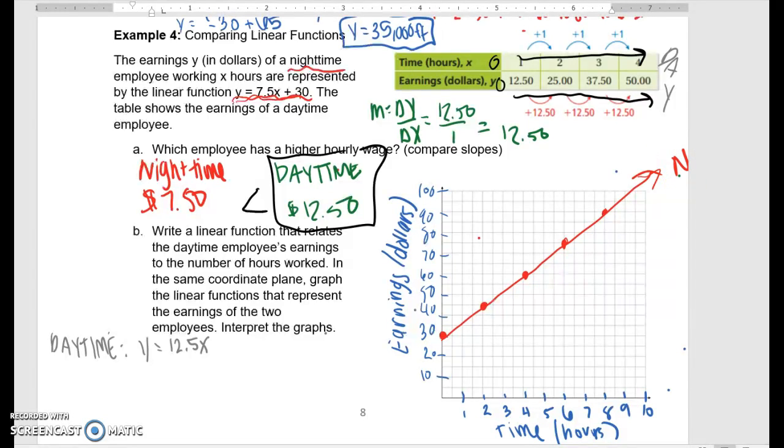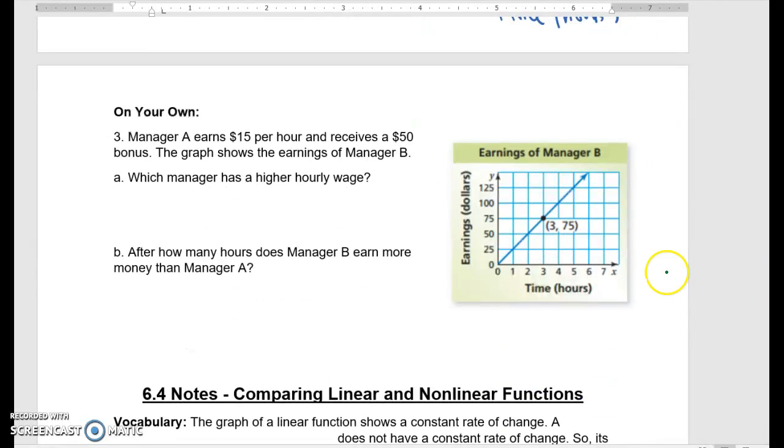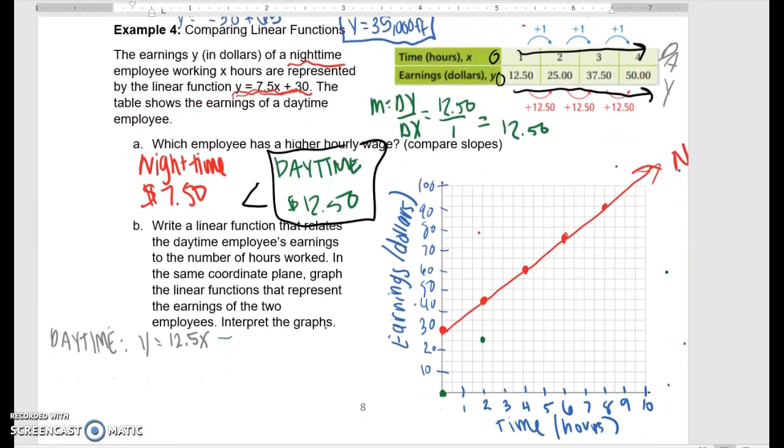And then my daytime employee, since I know that there is no y-intercept, you can see right here, I'm going to plot that at 0. And then I am going to plot the other points. So if I have 2, that will be 25. I'm just going to plot the points that fall directly on top of a grid point. And then 4 will be 50. And then if you multiply by 6, 12.5 times 6, that will be 75.